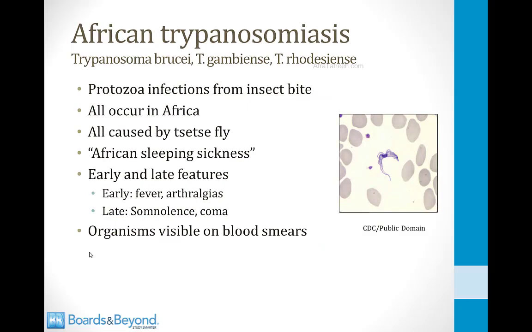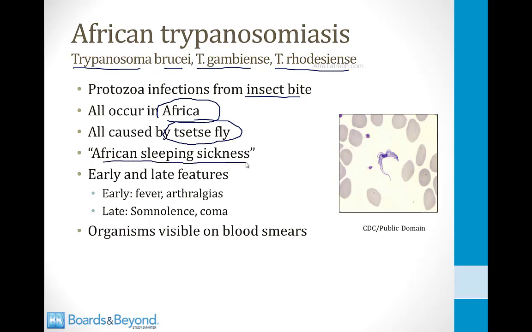African trypanosomiasis is a protozoal infection caused by several protozoa that all start their name with the word Trypanosoma. There's Trypanosoma brucei and gambiense and rhodesiense, and all of these cause trypanosomiasis. These are infections that occur obviously in Africa, that's where the name comes from, and they're all caused by an insect bite. Specifically, you get all these infections if you get bit by the tsetse fly. And these infections are called the African sleeping sickness because many patients fall asleep and slip into a coma. Early after infection, you can get symptoms like fever and arthralgias, but later people become very somnolent and sleepy, and they can go into a coma, hence the name.